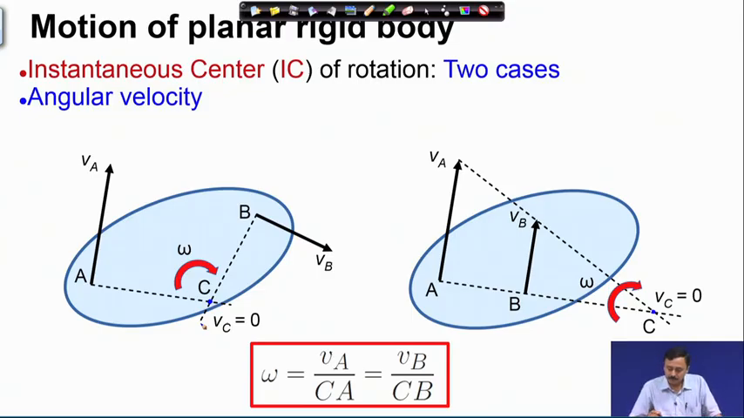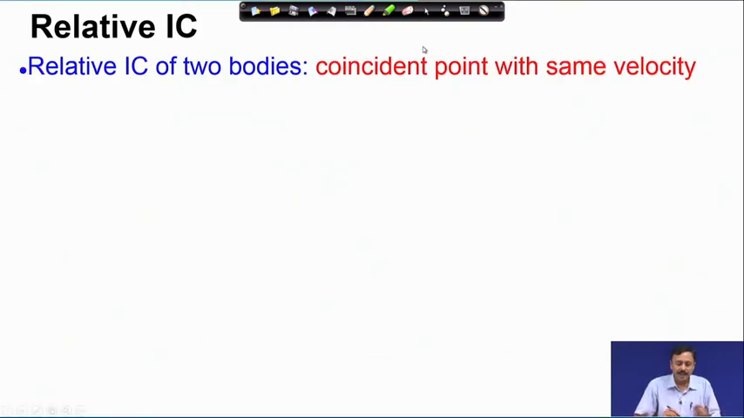Now, if you consider this definition of instantaneous center of rotation, then we can generalize to the concept of relative instantaneous centers of rotation of two bodies. So, let me draw out two bodies.